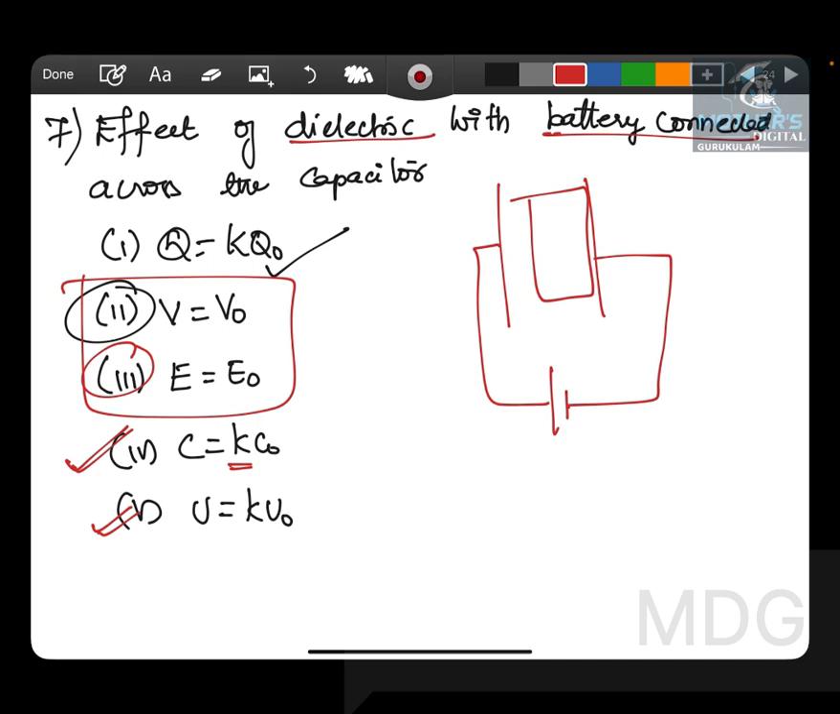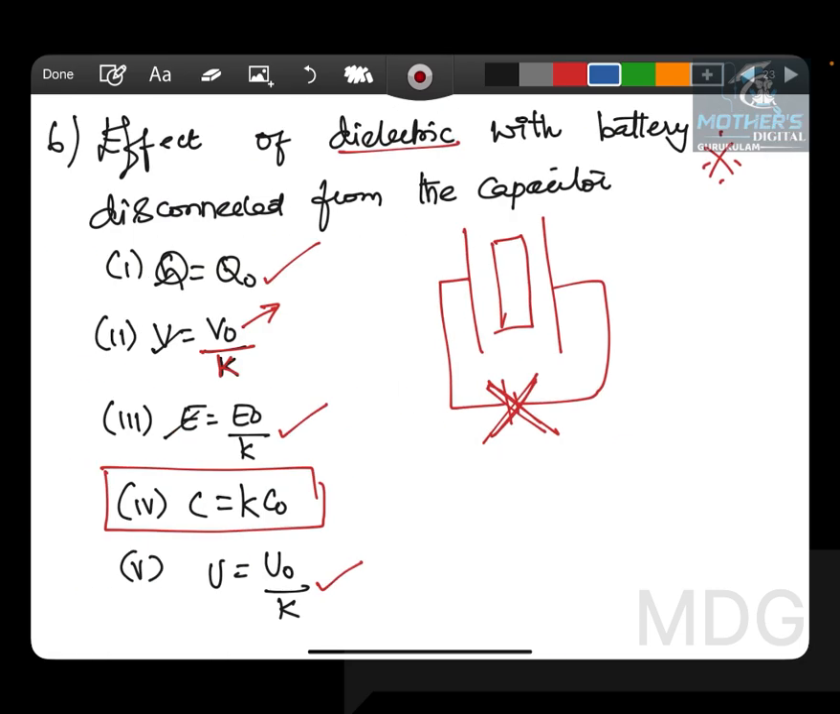So with the battery connected, when you insert a dielectric slab, the charge, capacitance and energy will increase by the factor K, the dielectric constant, but the potential and the electric field remain constant. These two cases are repeated in board exams. Make sure you understand these two cases well to solve the numericals.